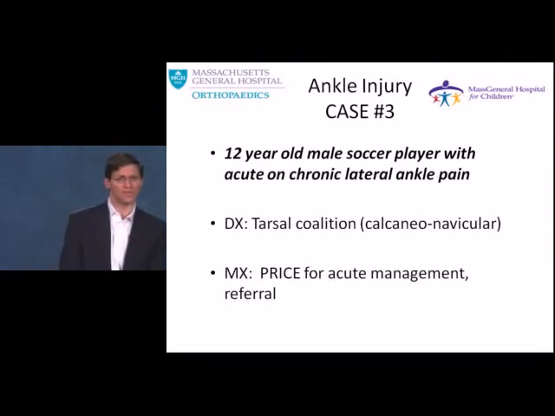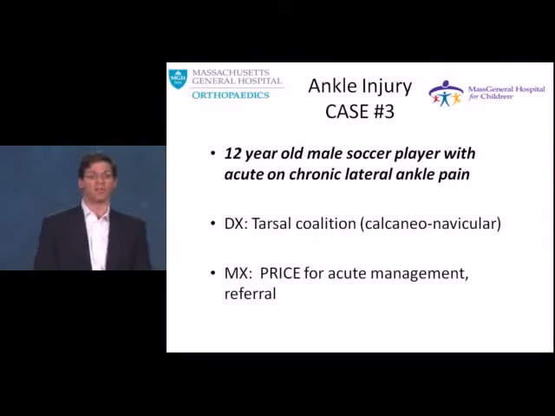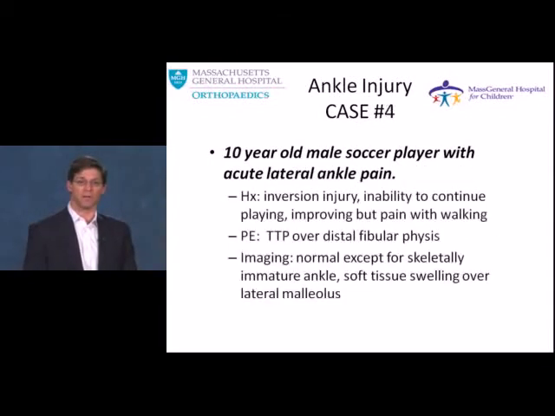So his diagnosis is a tarsal coalition, or rather lack of adequate separation between bones within the feet. This is a calcaneonavicular. It can also be navicular talar. And these are defects of separation, whether they be a bony union or a fibrous union. The management, once again, comes back to where we started: protection, rest, ice, compression, and elevation for an acute management, and referral for further management, whether it be conservative or surgical. There is no problem with trying to initially manage these patients conservatively.